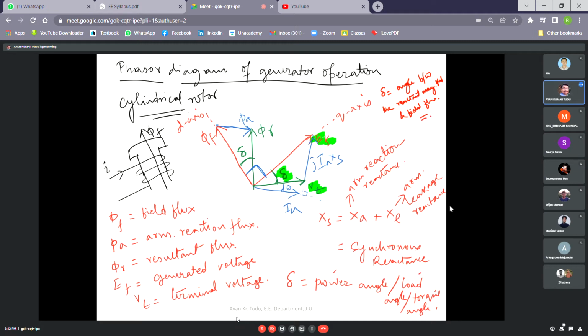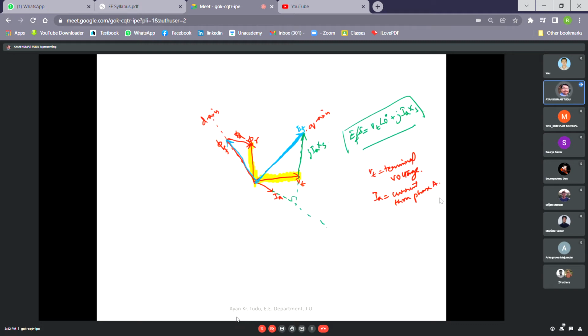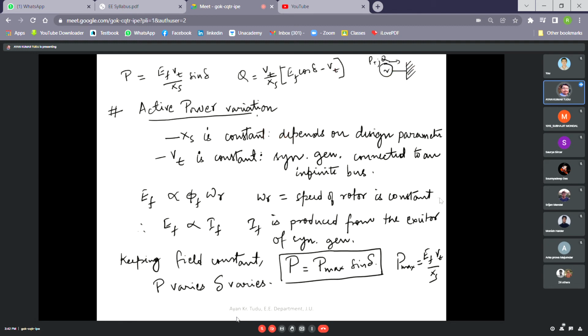Understood? Okay. Now, what's the time? Yes, 15 minutes left. So now we'll be talking about the active variation of the power. First of all, we are taking into account active power variation, and in the next case we'll talk about reactive power variation.